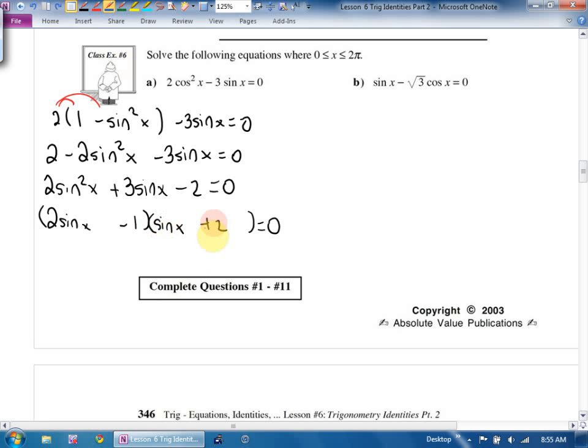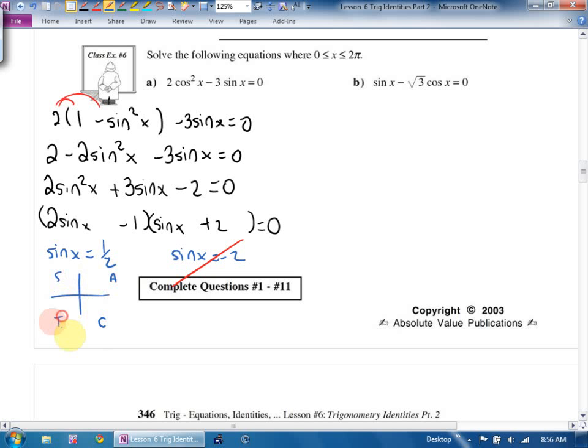What are the roots of this second bracket? Sine x equals negative 2. Why can I do that? Oh, yeah, lowest sine gets is negative 1. Oh, thank you. They gave me one factor with no roots. Save me some time. What are the roots of this first bracket? Sine x equals 1 half. Have I got a triangle with a 1 and a 2 in it? Yeah. Cast rule. I'm running out of room here, but we'll see if I can fit this all in.